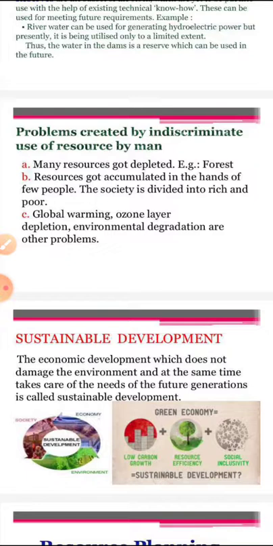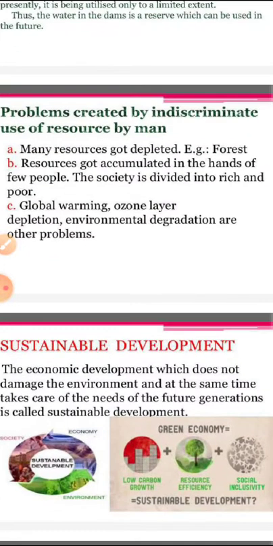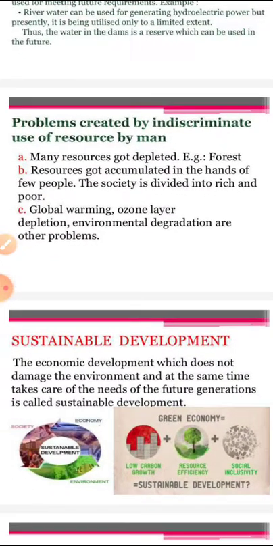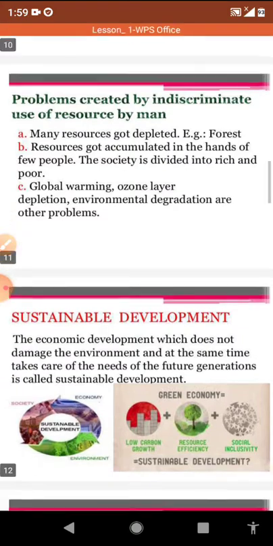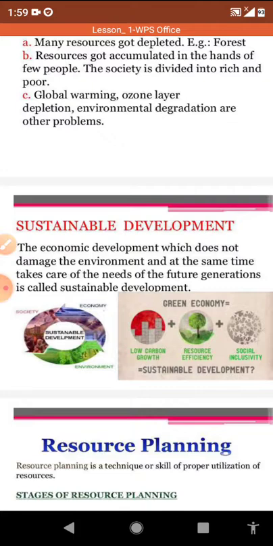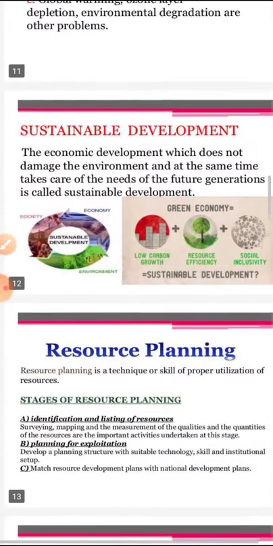If you take the example of our country, you will notice most of the resources directly or indirectly are owned by some of the families only, like Tata, like Reliance. These companies, these families have ownership over maximum resources of our country. Then excessive and indiscriminate utilization of resources has created different ecological problems like global warming, ozone layer depletion, environmental degradation, and several other problems also. It may be like land pollution, water pollution, and air pollution.